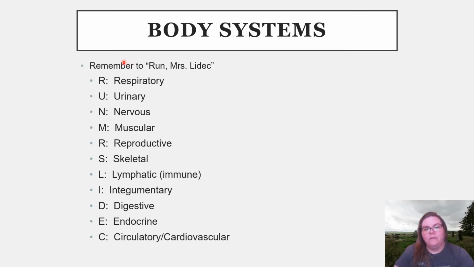So an easy way to remember the different body systems is run Mrs. Limdick, and that's respiratory system, urinary, nervous, muscular, reproductive, skeletal, lymphatic, integumentary, digestive, endocrine, and circulatory or cardiovascular.